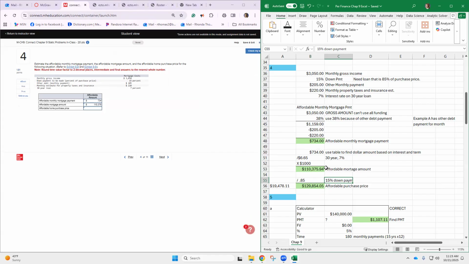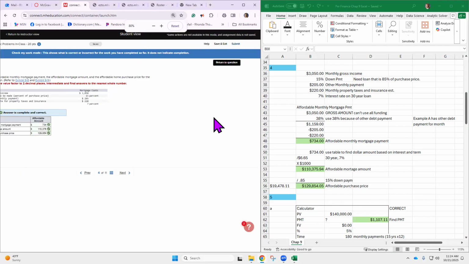When you divide by 0.85, you're basically saying how much is the affordable purchase price, which is going to be more because you're going to take 15% out. And so the math has to work both ways. So the purchase price is $129,854.05. Okay, so let's just work this backwards now.